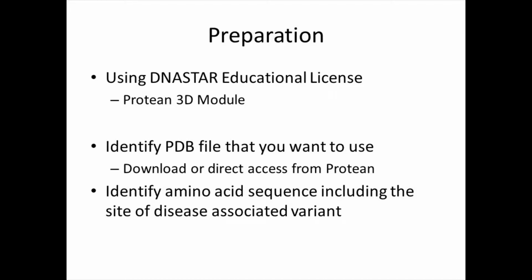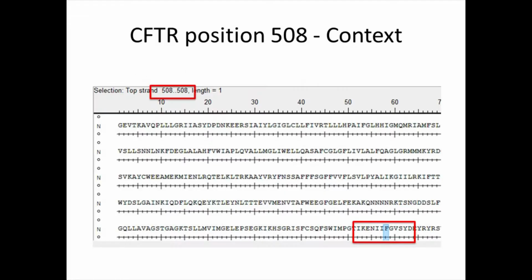It's also important that you identify the protein database or PDB file that you want to use. Protean offers the ability to either work by a direct interface to PDB or to open a downloaded file. It's also important to identify the amino acid sequence region containing the disease-associated variant that you've utilized in other exercises.